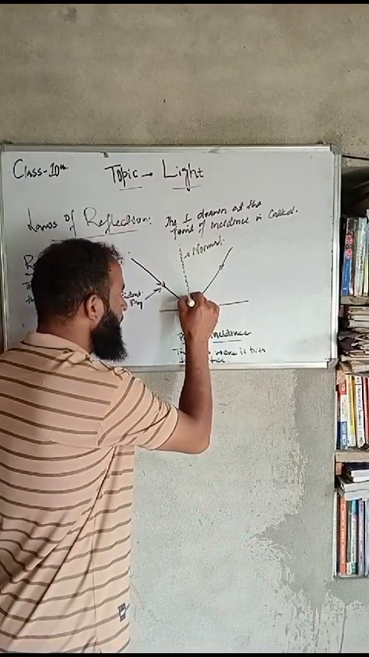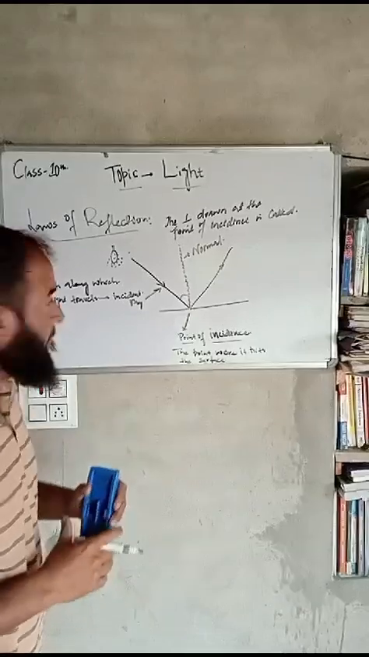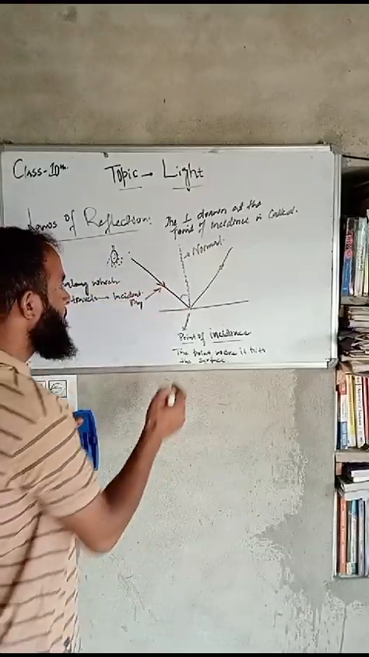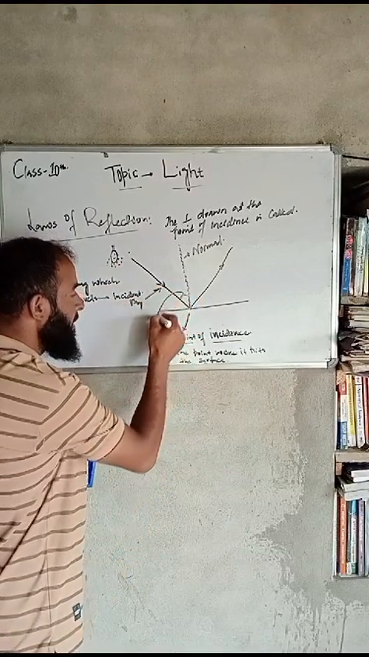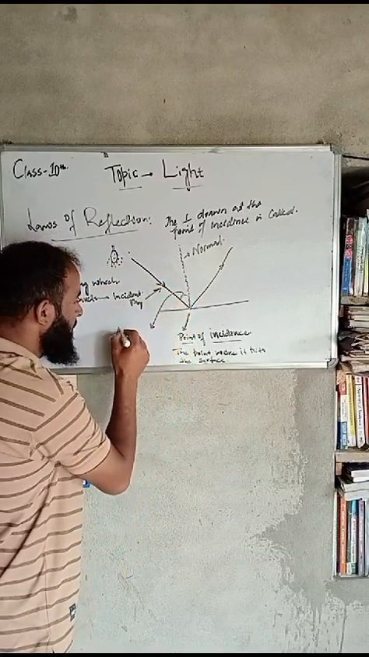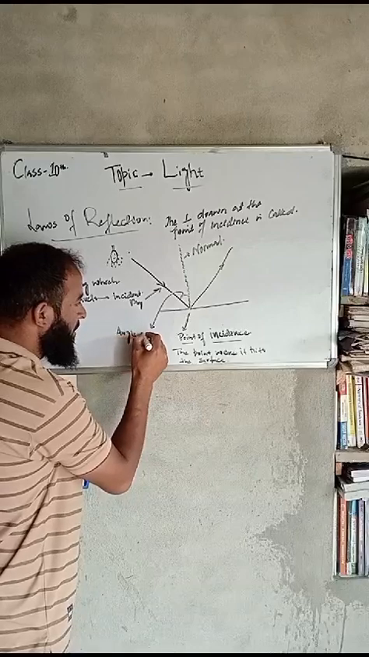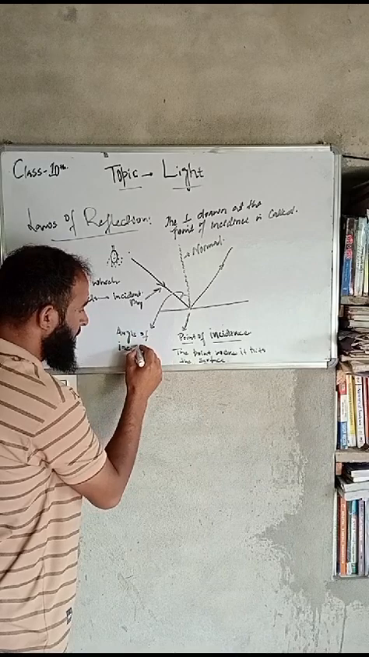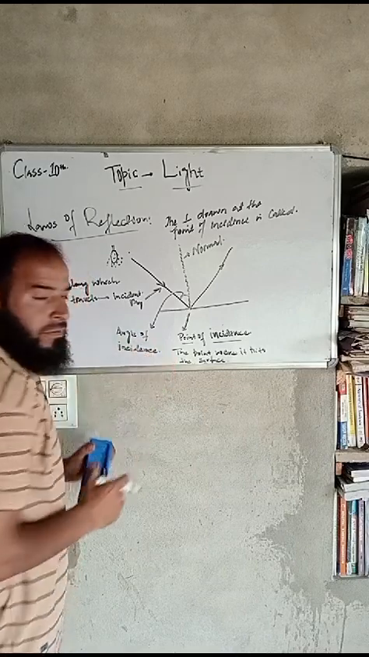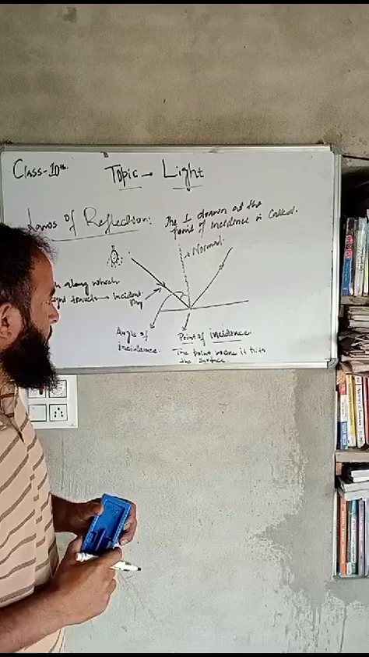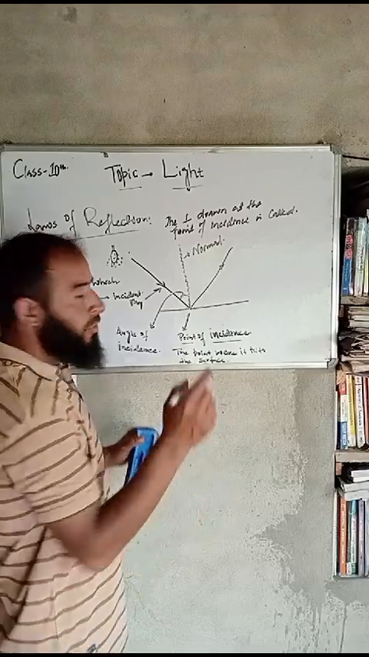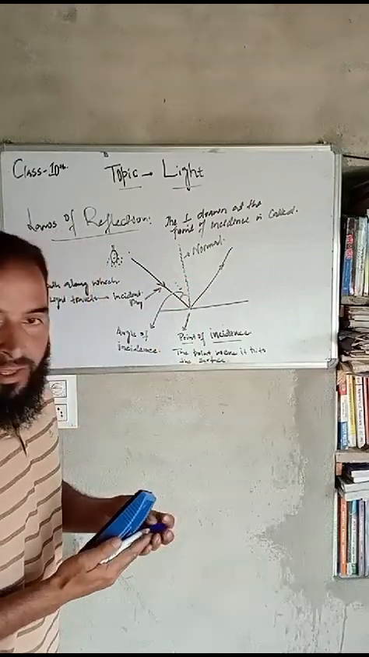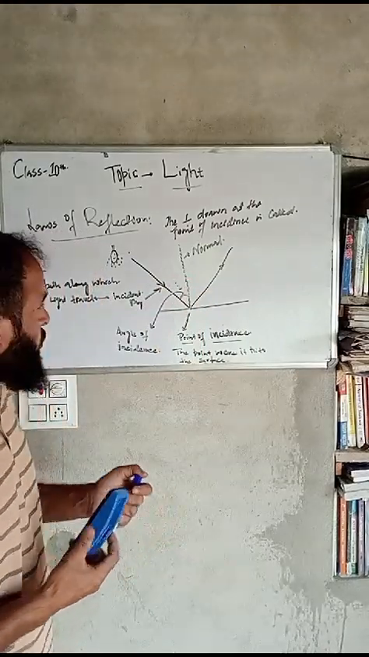Now you see the normal and the incident ray form an angle, and this angle is known as the angle of incidence. We denote it by I.